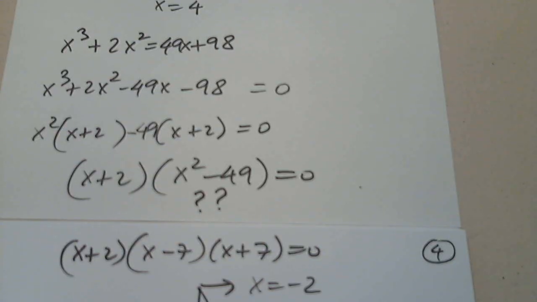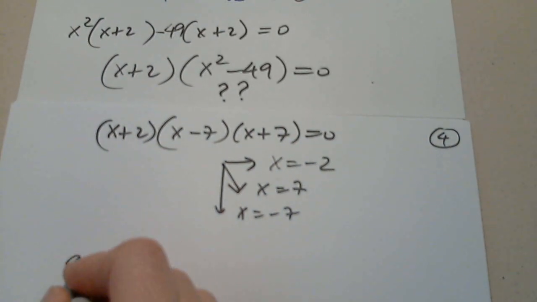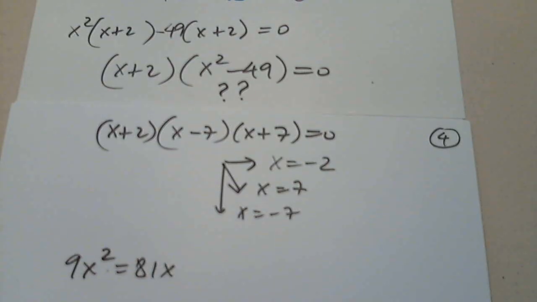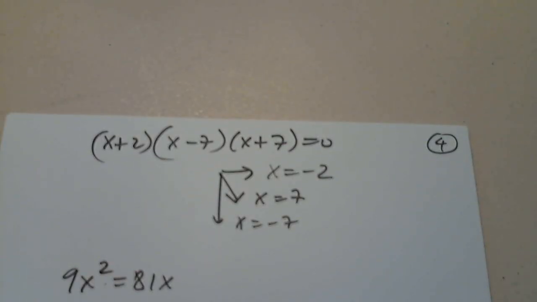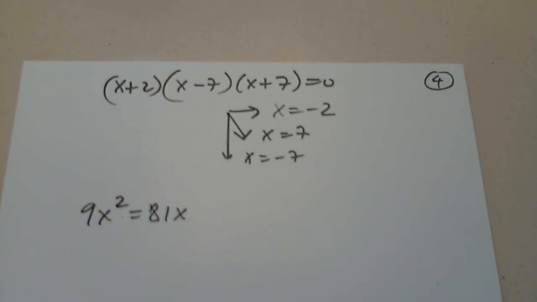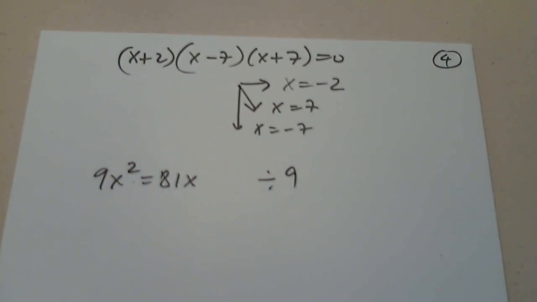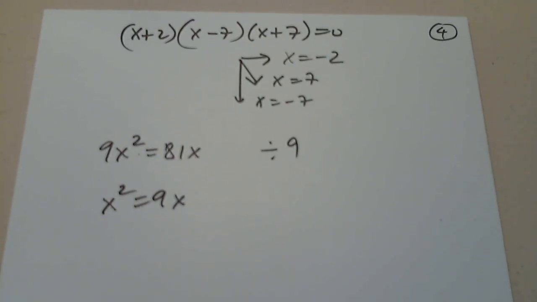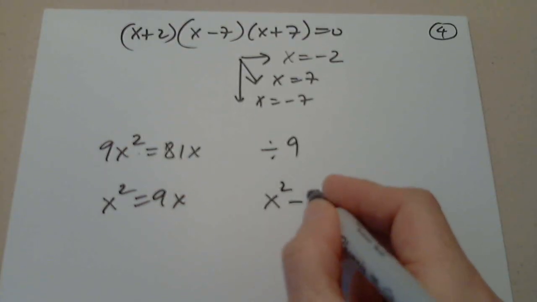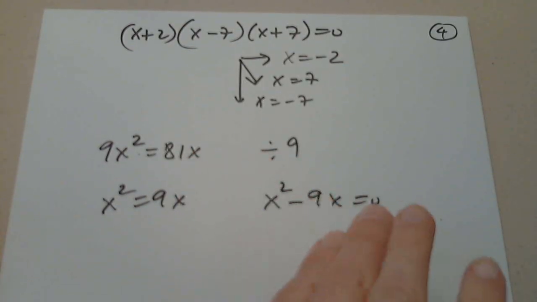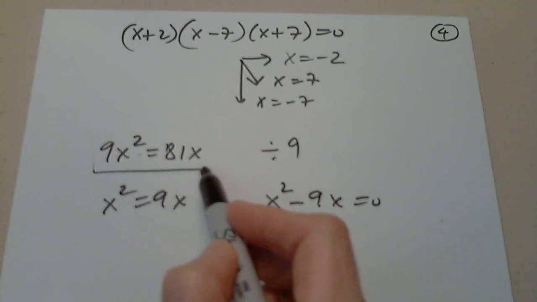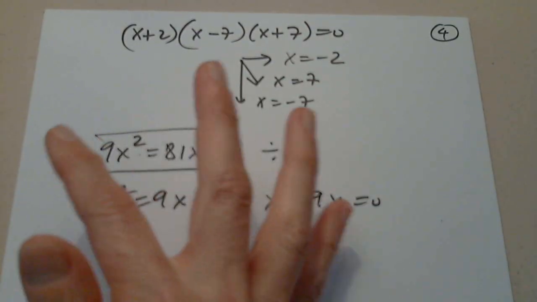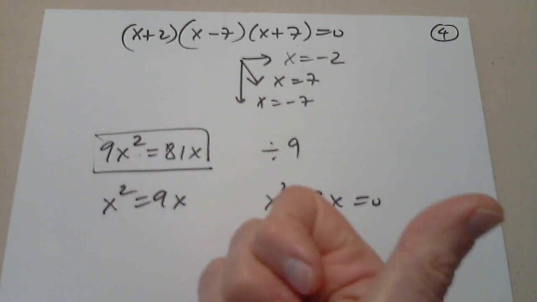Okay, so let's also solve this one. 9x squared equals 81x. Yes, it's an equation. I am allowed to simplify it, dividing both sides by a non-zero number. So then I have x squared equals 9x. Yes, I have to move everything to one side. Do not write to the sides. Please remember, every equation has one left-hand side, one equal symbol, and one right-hand side.